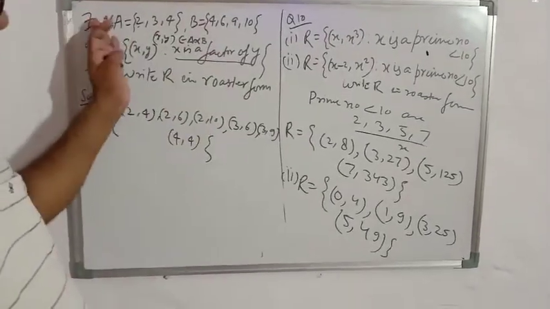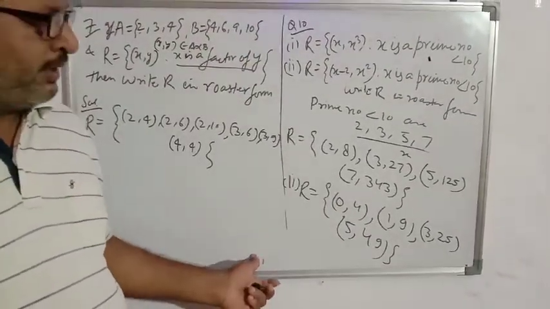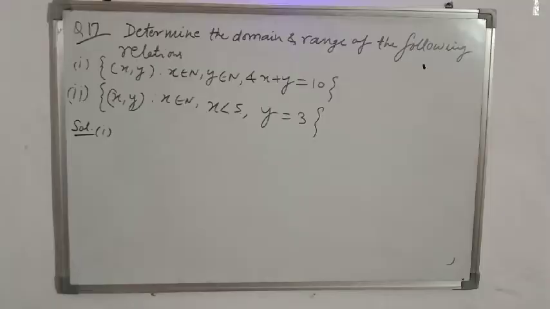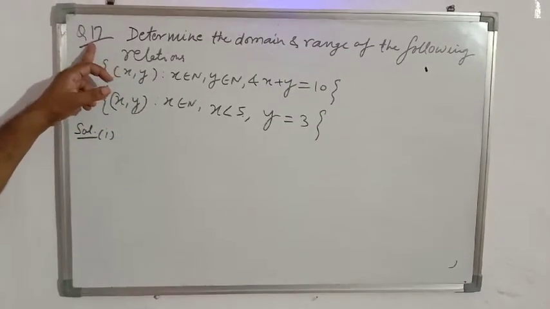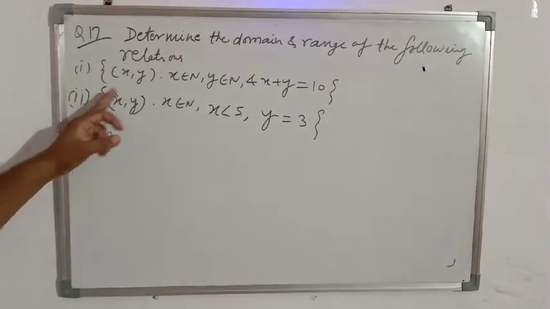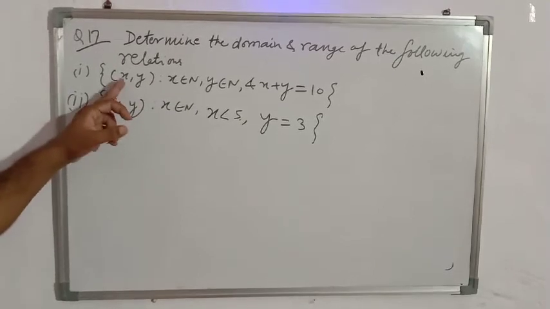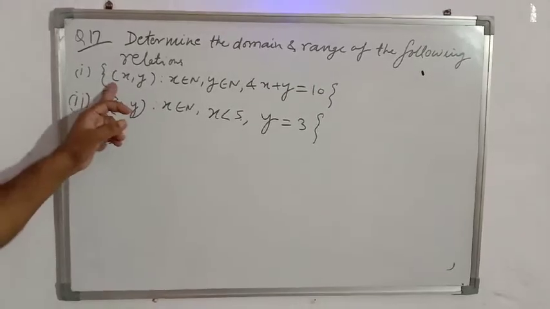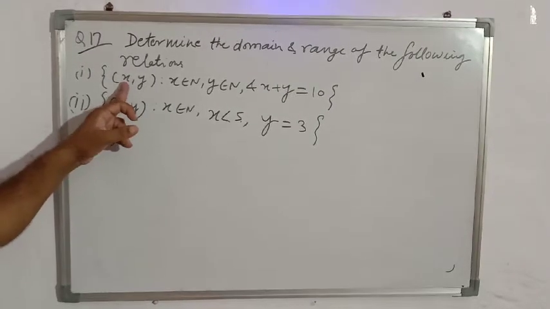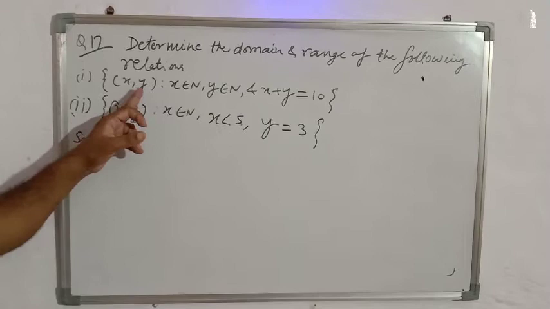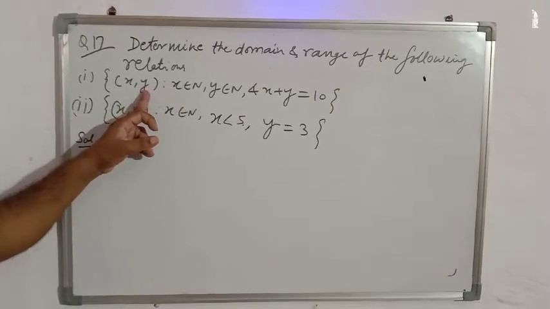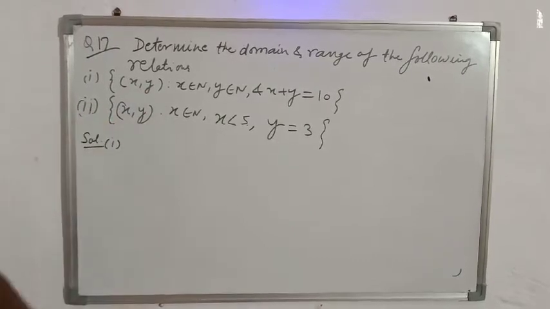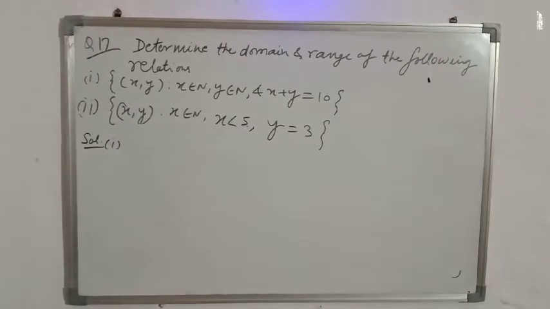So that was question number 7 and question number 10. We will take one more question from this exercise. See question number 17. In 17 there are two parts. Two relations are given. We have to write their domain and range. Here it is given in the set builder form. We know that the first component of an ordered pair is the domain and the second component is the range.